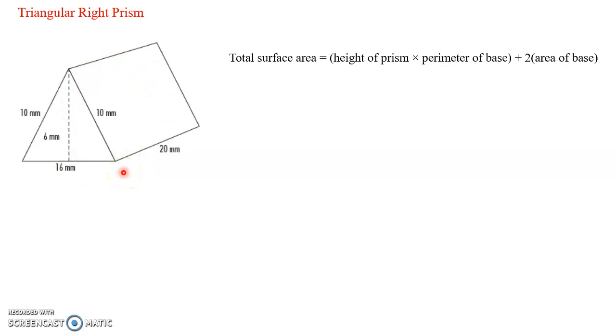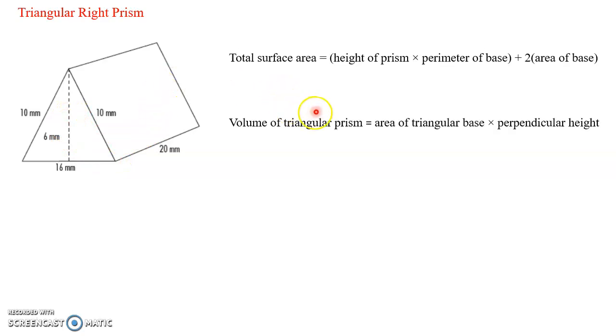Or you could use a simple formula which is given to you in the formula sheet. Total surface area is the height of the prism. When I speak about the height, I'm speaking about this height of the prism, multiplied by the perimeter of the base. This is a base. Remember, the perimeter is adding all sides up, plus 2 times the area of the base. And this area is a triangle. 2 times because there's a triangle here and a triangle in the back.